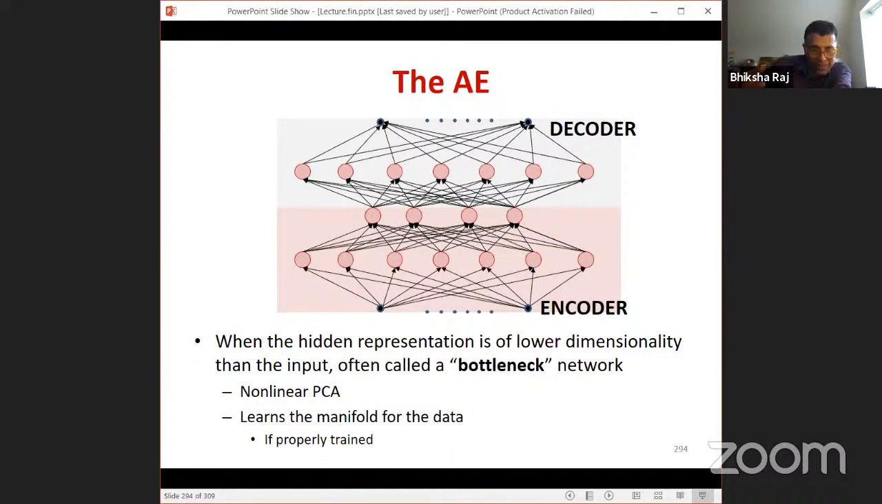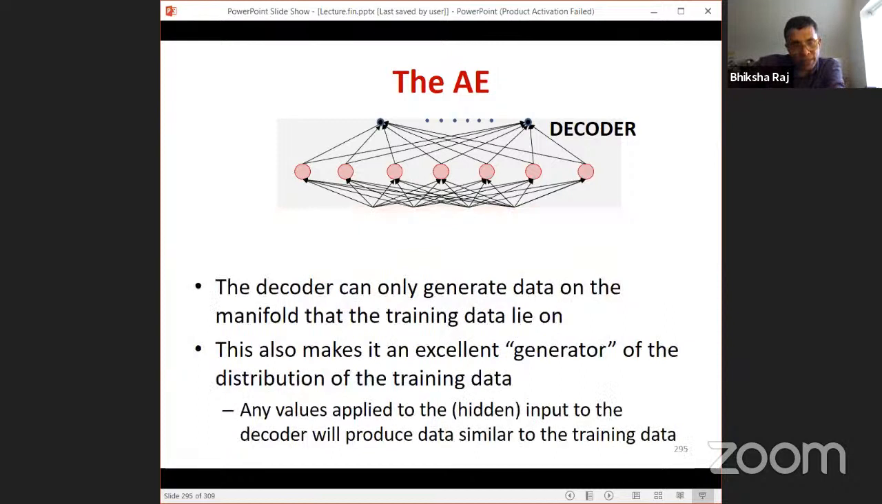But then the point is this: when you have something of this kind, and in particular when the network reduces the dimensionality of the data before expanding it again, you get what is called a bottleneck, and this whole structure is an autoencoder that ends up performing nonlinear PCA. It learns the manifold for the data if properly trained.